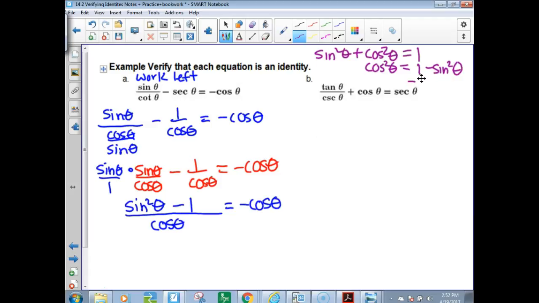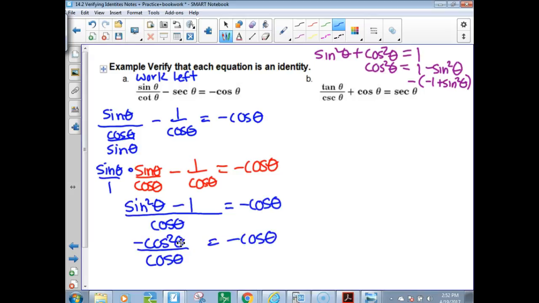They're opposites, aren't they? Couldn't I rewrite that like that? So if I want to replace this sine squared minus 1, what do I have to replace it with? Not a positive cosine squared, but a negative cosine squared. Well, that's convenient, considering the right side's negative cosine theta. There's where we're going to get the negative sign from.